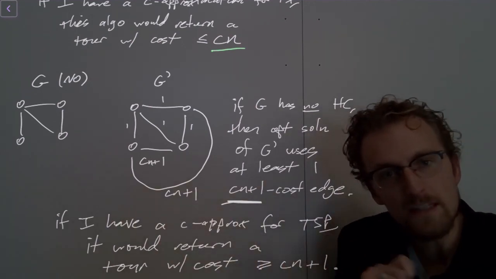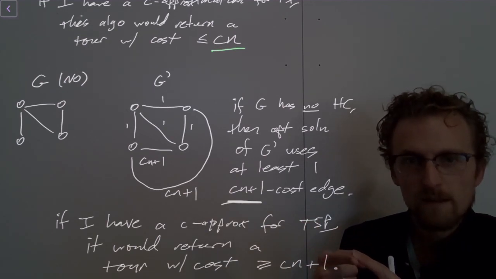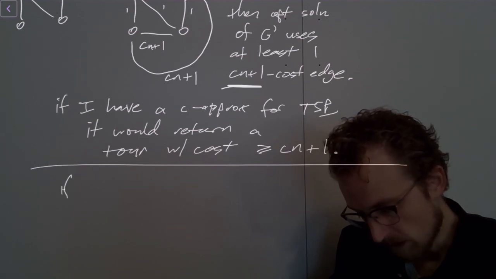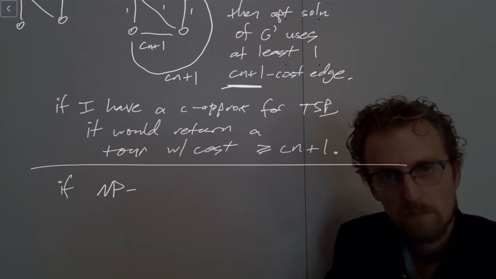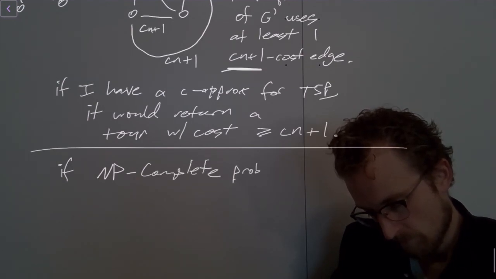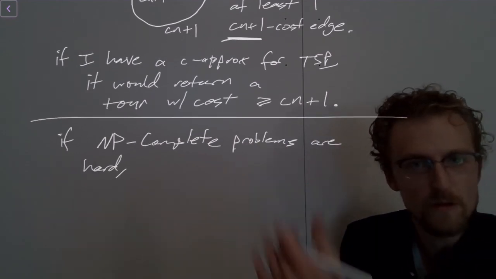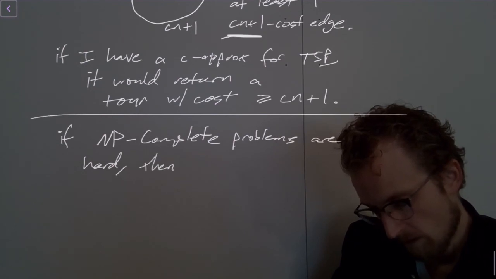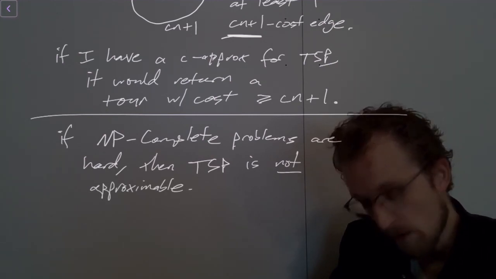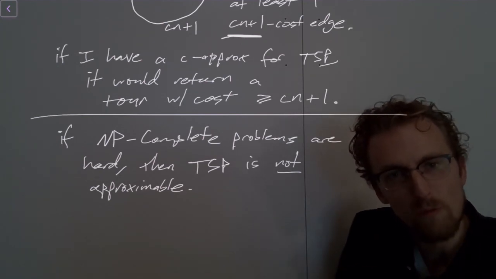So we can reverse the entire thing and form the contrapositive. What we've just shown is that if P does not equal NP, as we suspect, then this C approximation algorithm must not exist. So here's the statement: if NP complete problems are hard, then TSP is not approximable. Then we can implicitly do a search over all possible algorithms and say none of them are C approximations for TSP. Then TSP is not approximable, and we can save ourselves the effort and the time and the pain of looking for polynomial time algorithms that have performance guarantees for TSP.